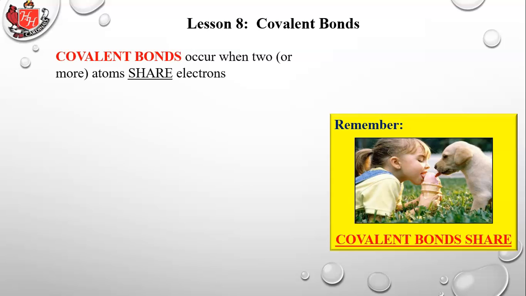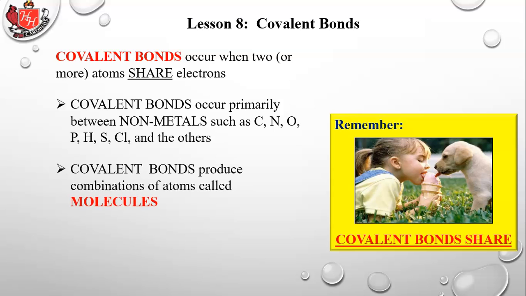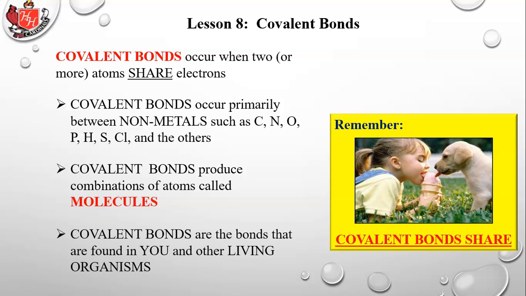So covalent bonds occur when two or more atoms share electrons. Covalent bonds occur primarily between nonmetals such as carbon, nitrogen, oxygen, phosphorus, hydrogen, sulfur, and chlorine, and the others. Covalent bonds produce combinations of atoms called molecules. And covalent bonds are the bonds that are found in you and other living organisms. So just remember, covalent bonds share electrons.